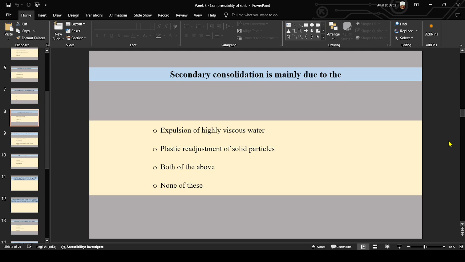I'll repeat the question. Secondary consolidation is mainly due to: first option, expulsion of highly viscous water; second option, plastic readjustment of solid particles; third option, both of the above; or last option, none of these. Next question.